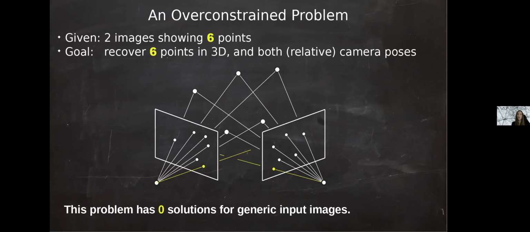So now you could, of course, maybe argue and say, well, but what if I start from 6 points in 3-dimensional space, and then I take 2 pictures of them? Shouldn't I be able to find a solution to the reconstruction problem since I started from one? And so this is theoretically correct.